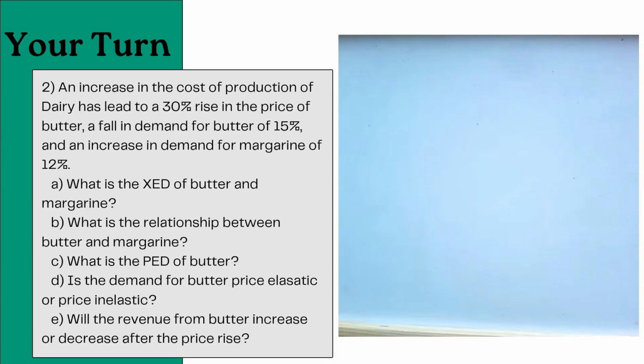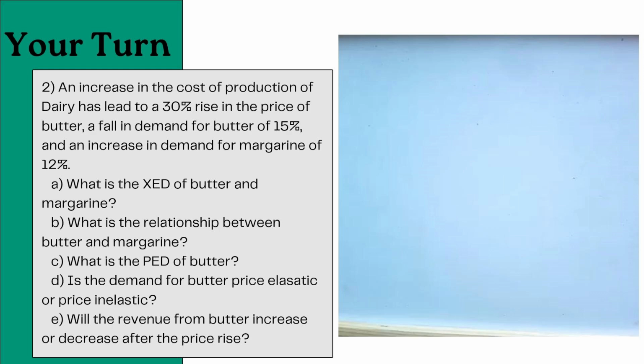This is going to give us a negative answer, and so we know that the goods are complements. Question 2: an increase in the cost of production of dairy has led to a 30% rise in the price of butter, a fall in demand for butter of 15%, and an increase in the demand for margarine of 12%. What is the XED of butter? What's the relationship between butter and margarine? What is the PED of butter? Is the demand for butter price elastic or inelastic? And will the revenue from butter increase or decrease after the price rise?